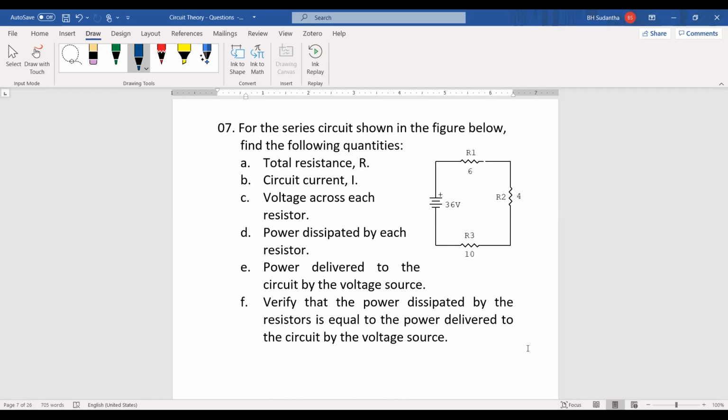Again, when we have a couple of resistors, depending on the connection type, we should be able to find the equivalent resistance of the circuit. Now we are trying that also, refreshing those things. Here we have three resistors, and you have to find the total resistance R. All three resistors are connected in series, so you know how to add them. Then after that, you can calculate the current and the voltage across each resistor. If you know the current, you can calculate the voltage and power, and the power delivered to the circuit by the voltage source. Okay, shall we try this one?